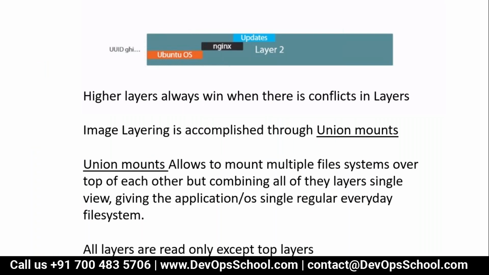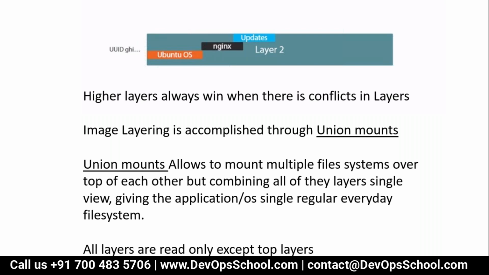Okay, now who's doing these merges? Basically this is accomplished through the union mount. Union mount means merging multiple mounts. Simple. Union mount is there in your Windows, and there in your Linux, and it basically merges and makes these things happen. So what is union mount doing? Union mount allows you to mount multiple file systems over top of each other. That's what I was discussing.